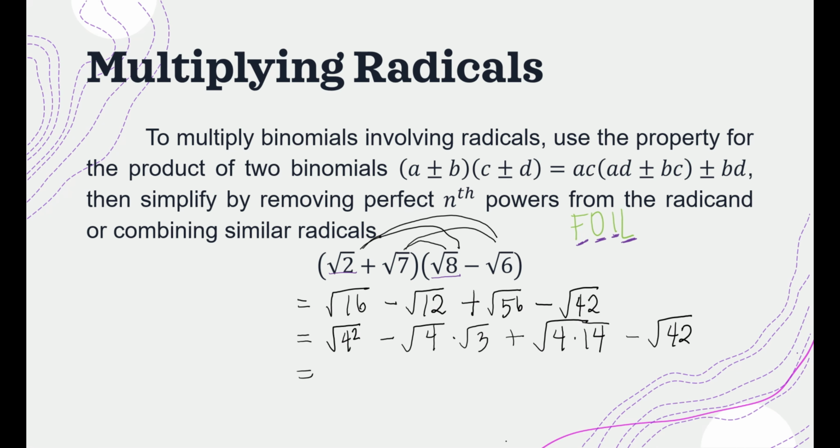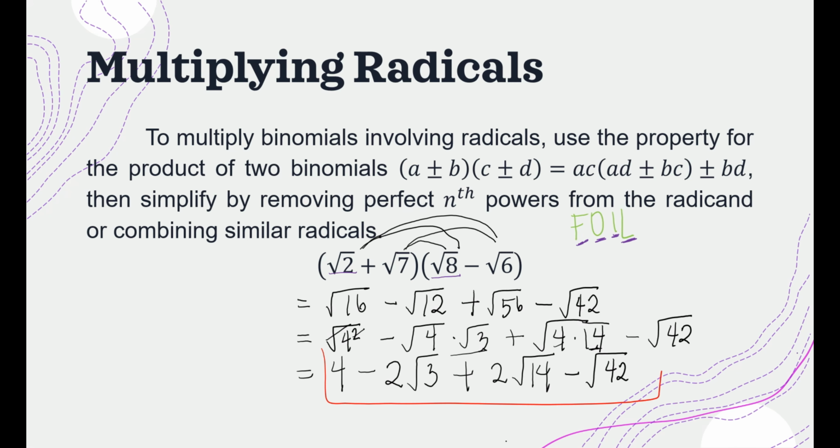Okay, so for square root of 4 squared, we may cancel this out, so 4 would remain. And then again, the square root of 4, we already know that is equal to 2 times the square root of 3. Plus, again, the square root of 4, that is 2. And since 14 is not a perfect root, it would remain under the radical sign. And then minus 42. And this would be our final answer.